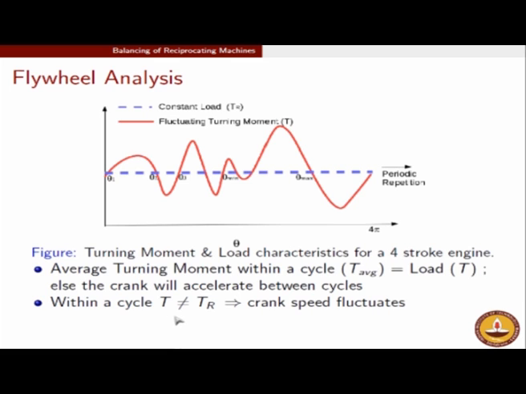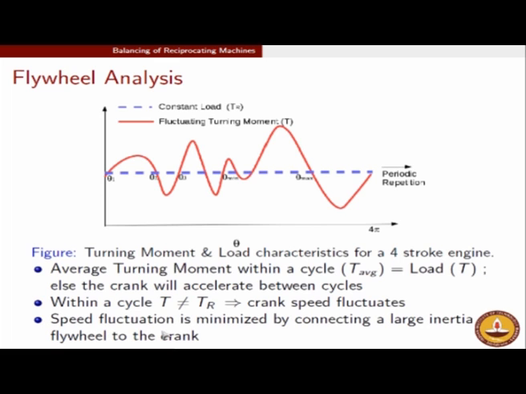So within a cycle we see that the load torque and the turning moment are not balancing, which means that within a cycle the crank speed actually fluctuates. It is not true that the crank speed is held constant within a cycle. It is across different cycles that the average crank speed is going to be constant, but within a cycle the crank speed does fluctuate, but we are unable to detect that because the flywheel is doing its job, and this crank speed fluctuation will be minimized by the connection of a large inertia, which is basically your flywheel.